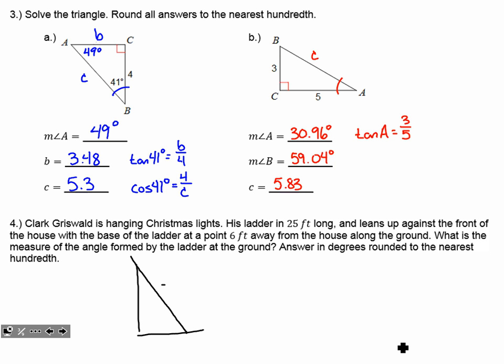Okay, so if the ladder is 25 feet long and it's 6 feet away on the ground, what angle theta is going to be made at the base of that ladder where it meets the ground? And looking at the available side lengths, I've got an adjacent and a hypotenuse. I know that the cosine of that angle is going to be 6 over 25. Let's find that angle using cosine inverse.